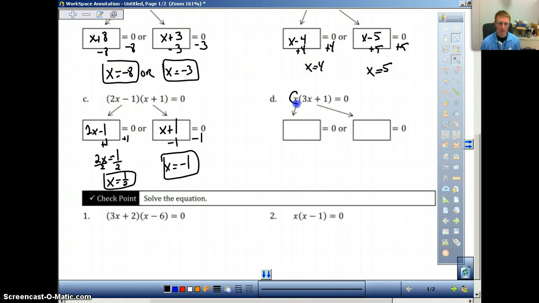If it's just a term on the outside like this, then just set that equal to 0. x equals 0, done. 3x plus 1 equals 0. And then just solve.